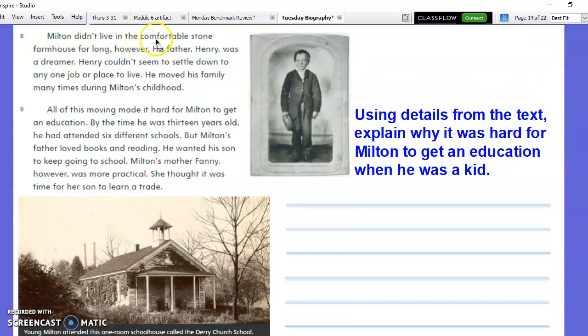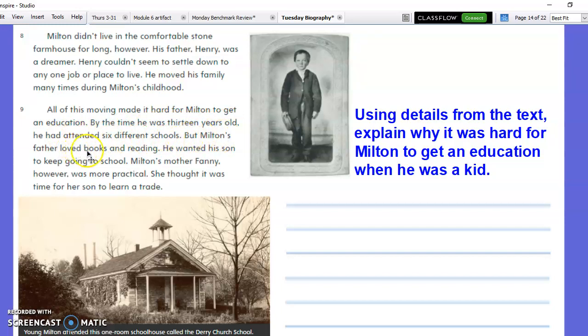Milton didn't live in the comfortable stone farmhouse for long, however. His father Henry was a dreamer. Henry couldn't seem to settle down to any one job or place to live. He moved his family many times during Milton's childhood. All of this moving made it hard for Milton to get an education. By the time he was 13 years old, he had attended 6 different schools.